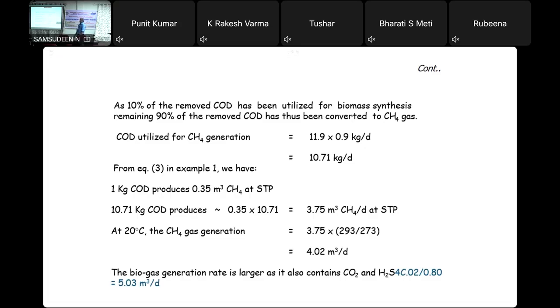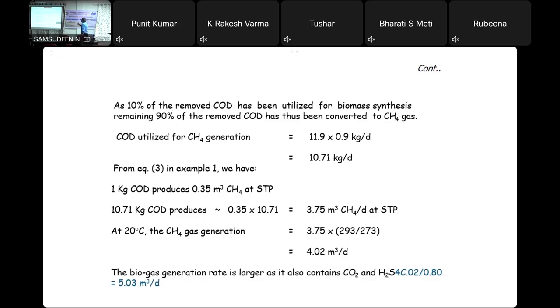So what we are doing here is taking the 10% out for biomass production. It's not going to methane production. We're recalculating how much methane is produced. That's all we're doing. It's the same number; instead of 100%, we're putting 90%. That's all we're doing. I don't want to confuse you guys. So when you do that, you get the number 4.02 cubic meter per day.